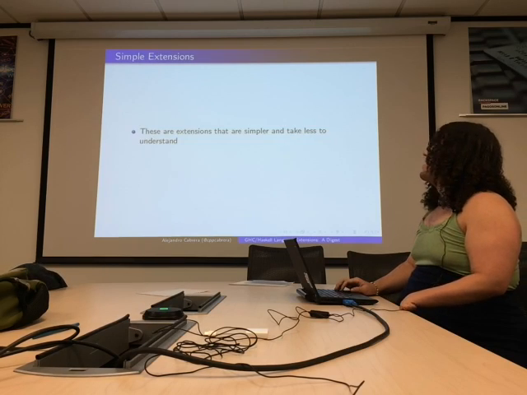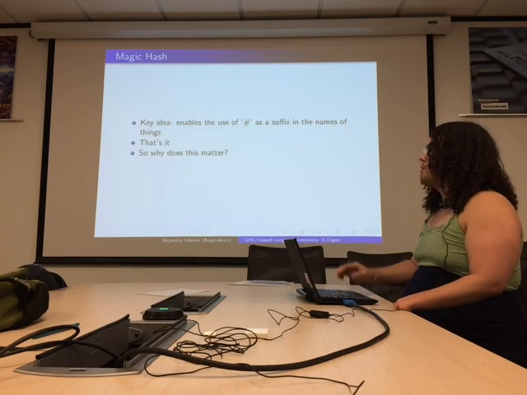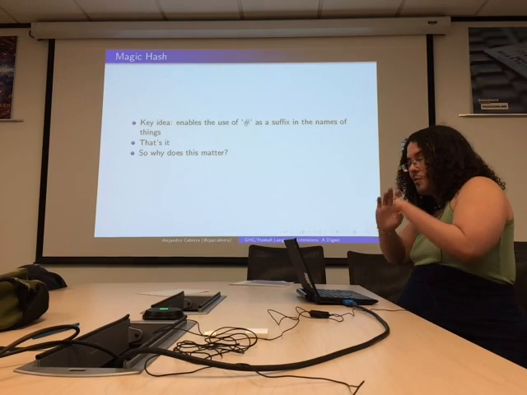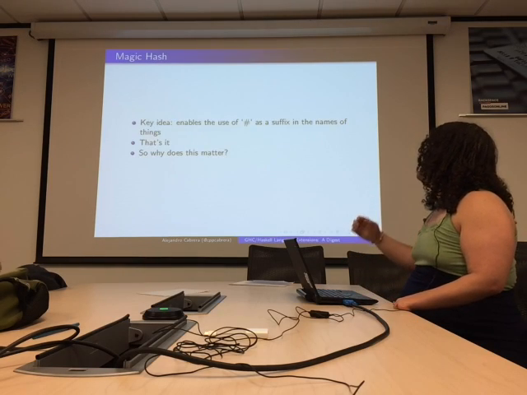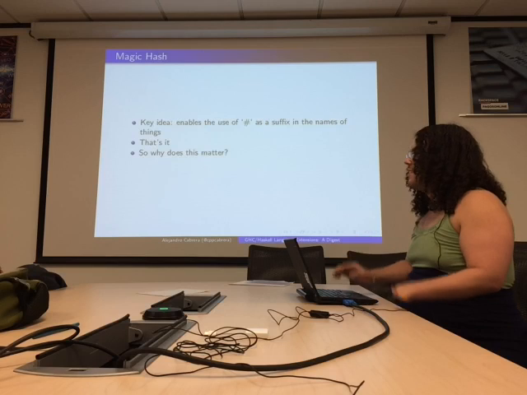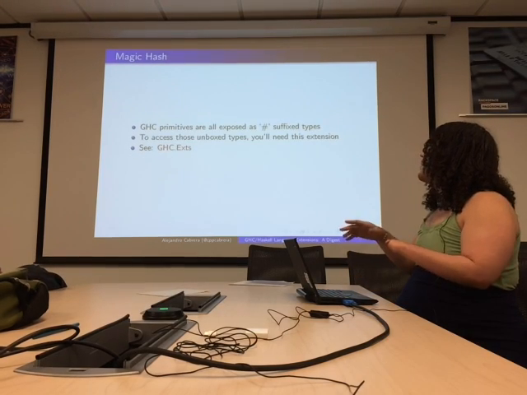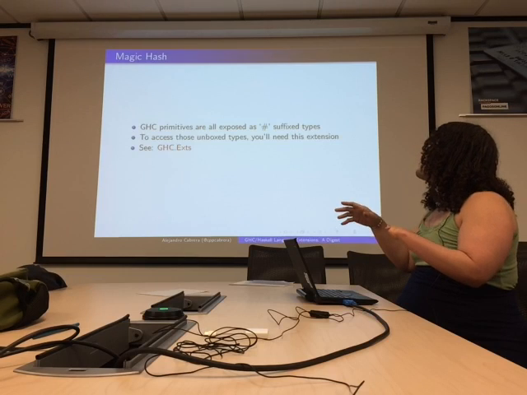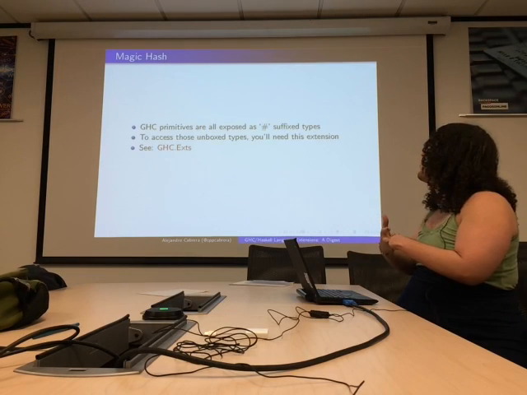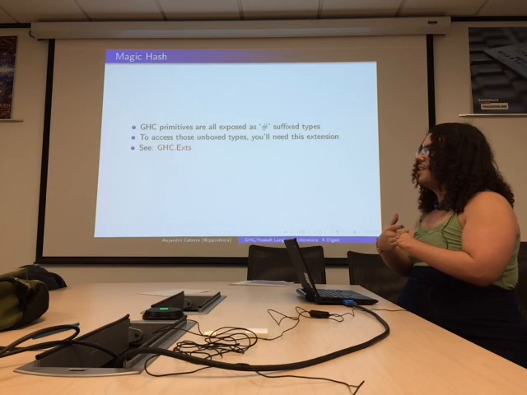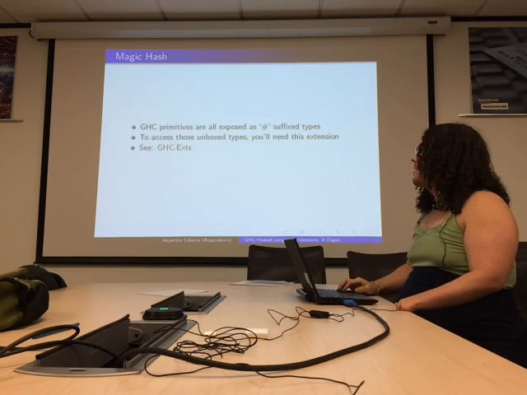So simple extensions. These are ones that don't take all that much to understand. So I start with MagicHash. The basic idea here, and it strictly is just this, is that it enables the use of the pound, the hash symbol, as a suffix in the names of things. That's it. So why does it actually end up mattering? GHC primitives, all the unboxed types, by convention, happen to use this naming scheme. So in order to access those in your programs, you'll need this extension. And you can check out all the unboxed types in GHC.Exts.